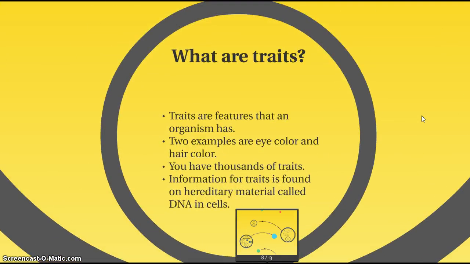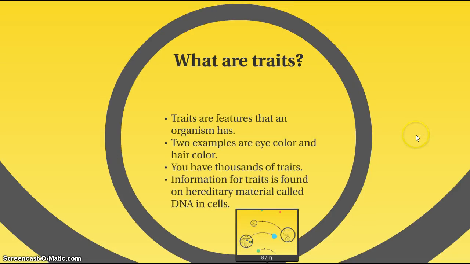Traits are the features that an organism has, and two examples might be eye color and hair color. As a human, you have thousands of traits, and information for traits is found on hereditary material called DNA in cells.